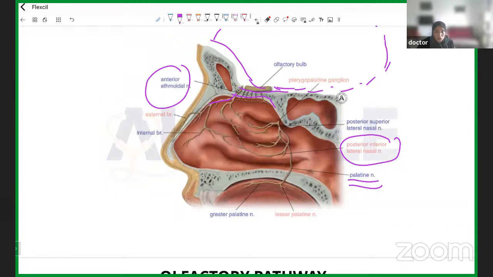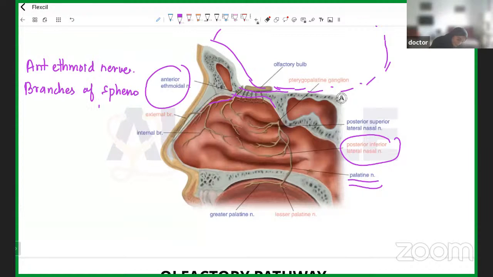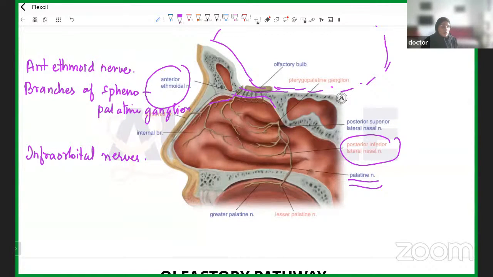Three main nerves that everyone should know are the anterior ethmoidal nerve, and then you should know the branches of the sphenopalatine ganglion, and the third is the infraorbital nerve, just close to your ears. All right. So these are nerve supplies.